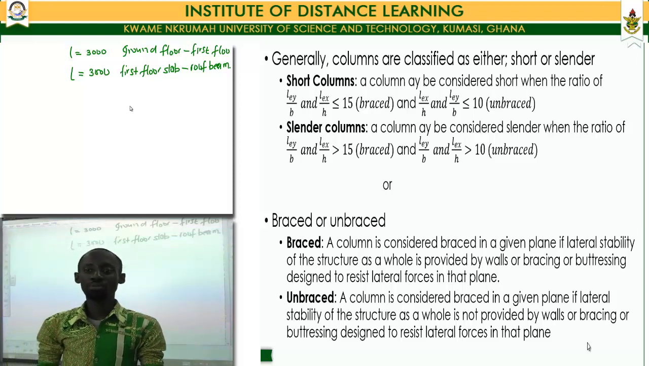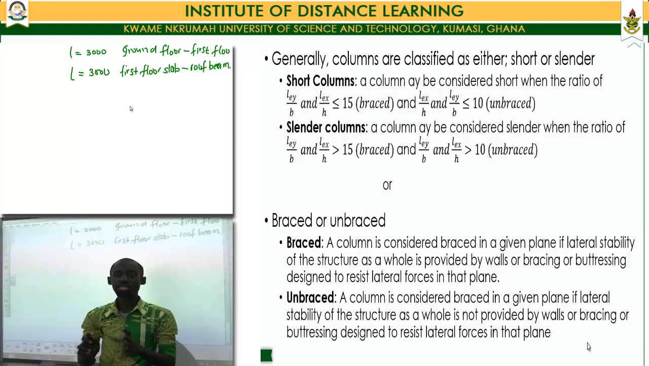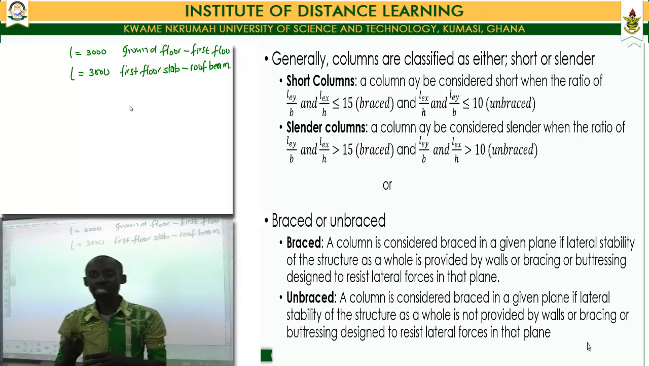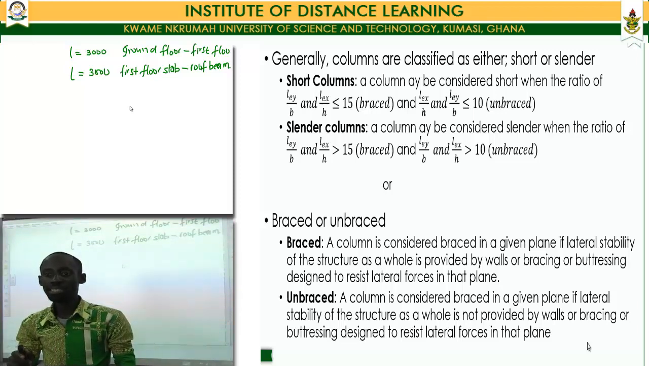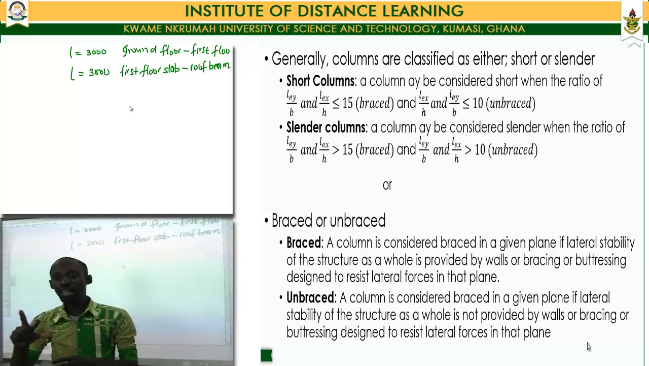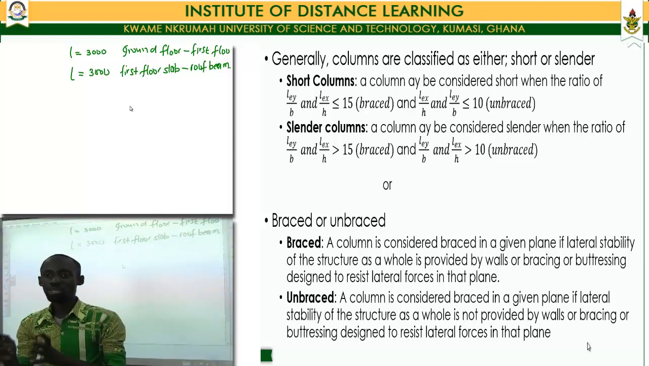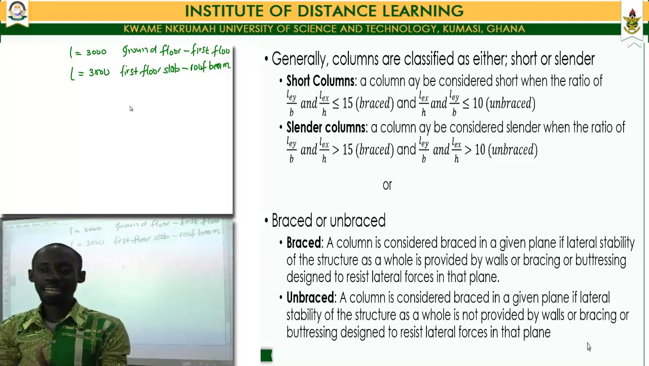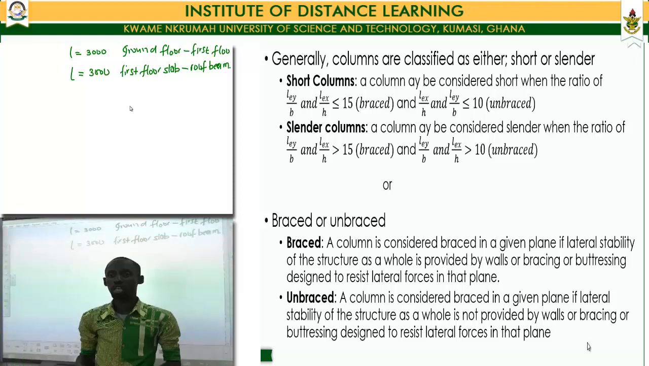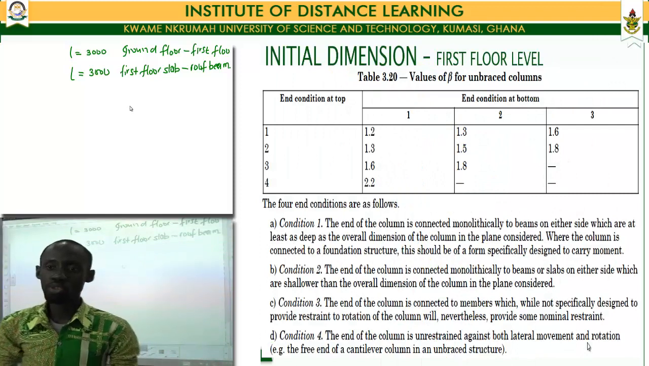We are looking at doing a design for a column which is short and unbraced, in which case our effective length in the x and the y direction divided by the depth of the column within that plane should be less than 10. Since we are aiming at doing an unbraced column design, that is short. To determine the effective length of the column, provisions have been made within the BS code.